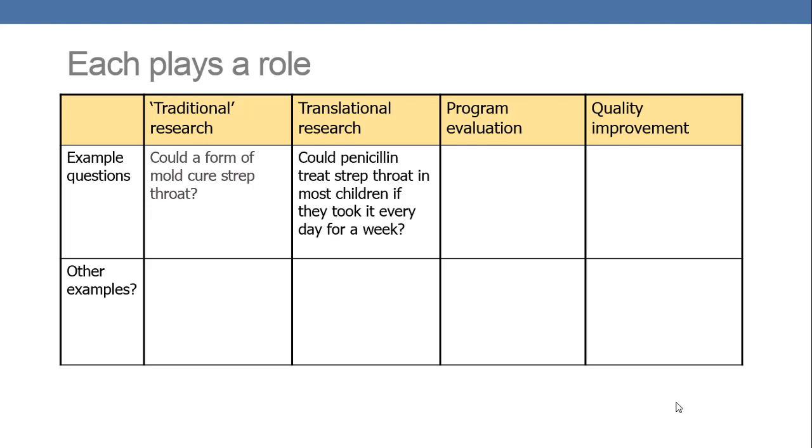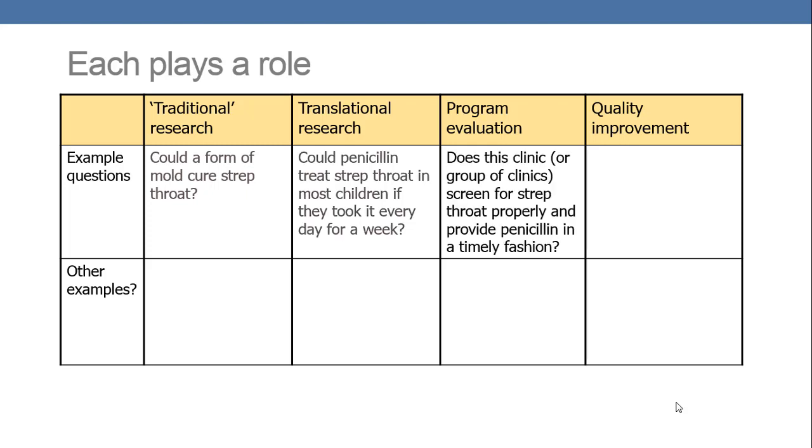In translational research, the questions really reshape to say, okay, let's say we have something to treat strep throat. How do we do that in a clinical setting? What if we, for instance, had children who had strep throat take it every day for a week? Is that a sufficient treatment to cure strep throat in real children with the real disease in a real clinical setting? Program evaluation would take a kind of a different look at it.